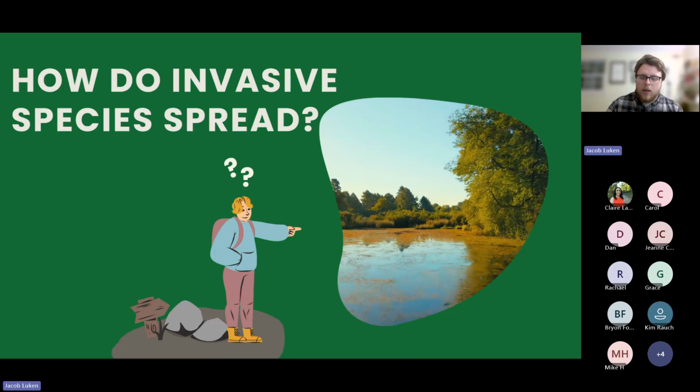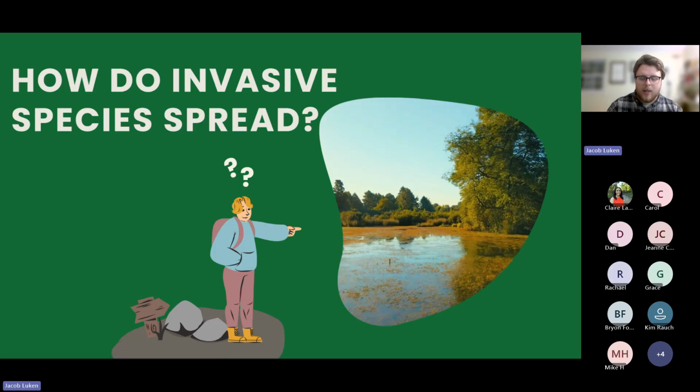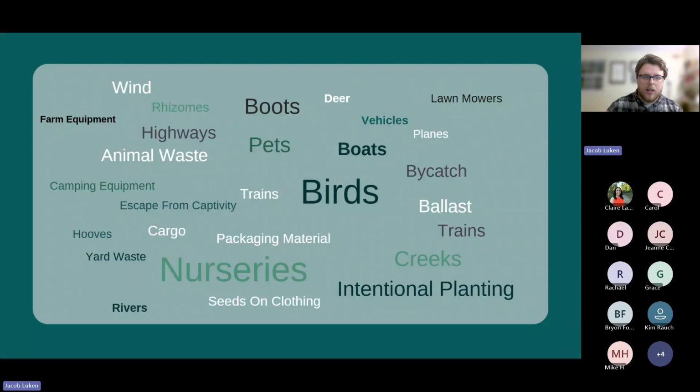So how do they spread? They're here, they're bad. How do they actually make it around? There's a lot of different ways that invasive species spread. This is just a few of our more common spread vectors here in the state, or in the country rather.